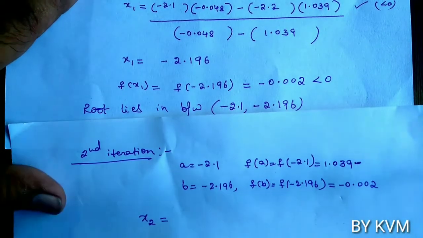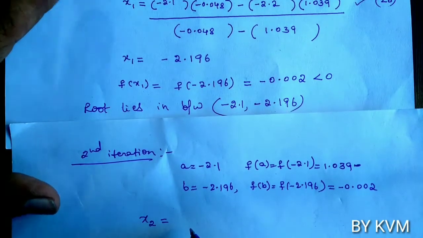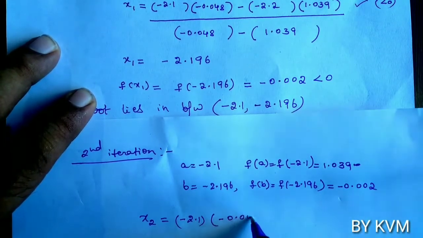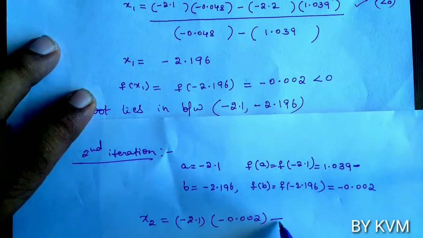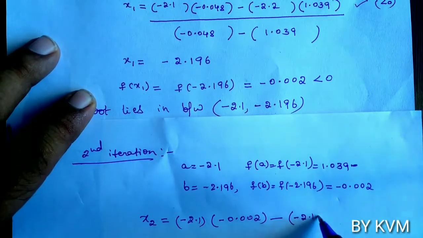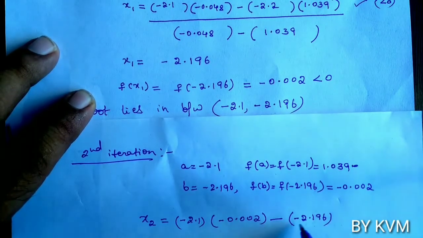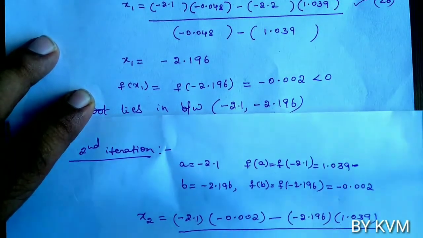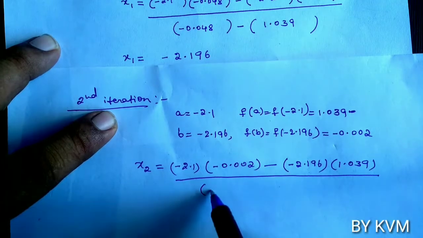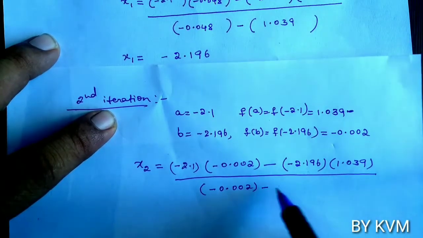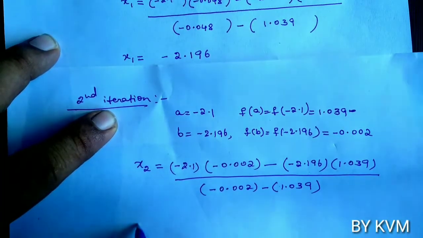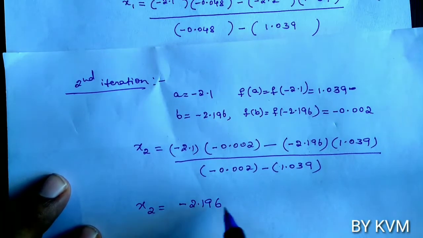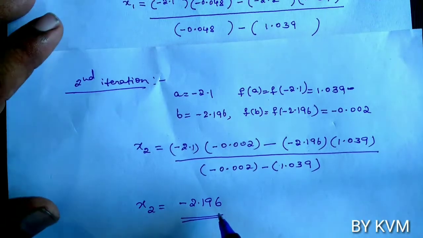Now substitute in the formula. In the second iteration, take the root as x2. So a into f of b, that is minus 2.1 into minus 0.002, minus b into f of a, b is minus 2.196 into f of a, 1.039, divided by f of b minus f of a, that is minus 0.002 minus 1.039. So x2 equals minus 2.196.